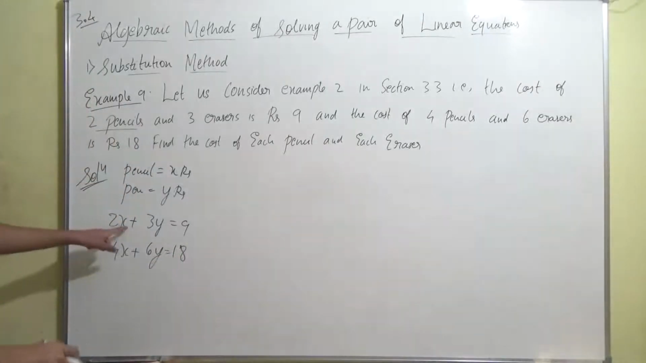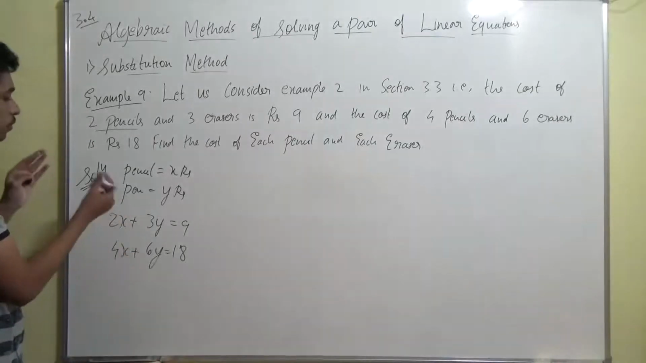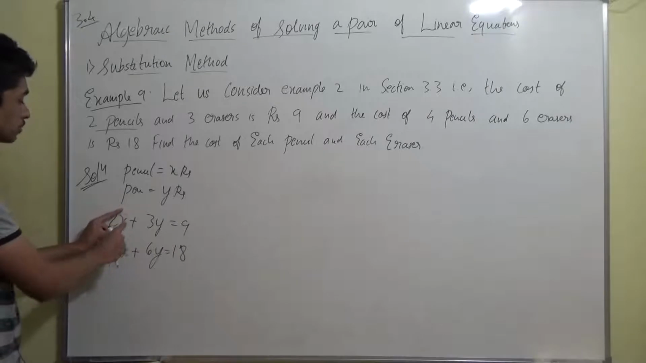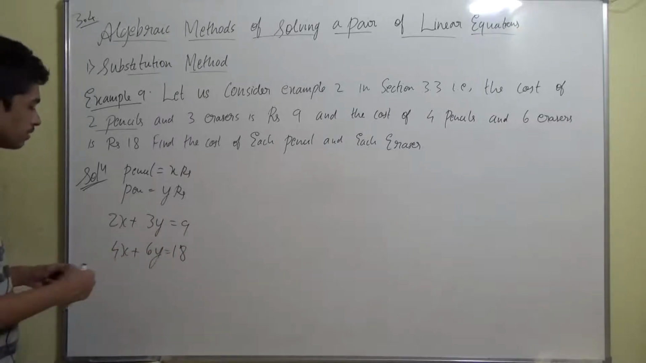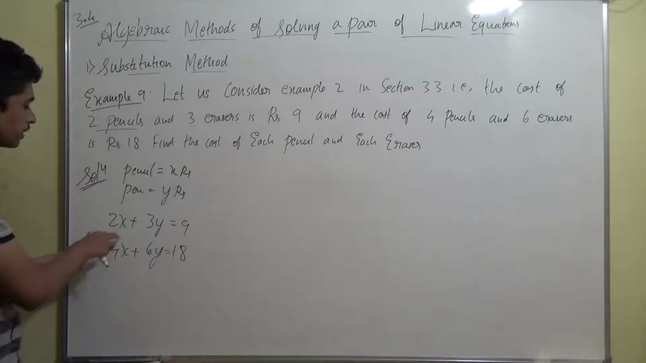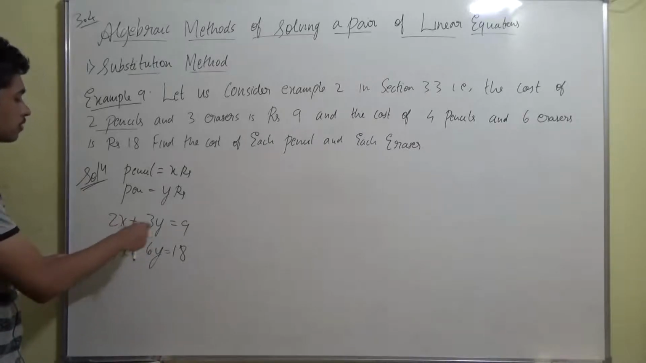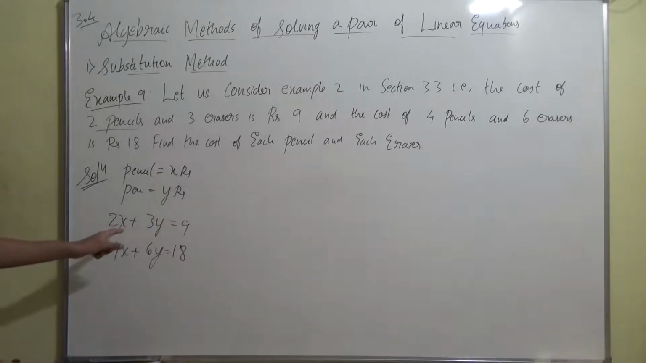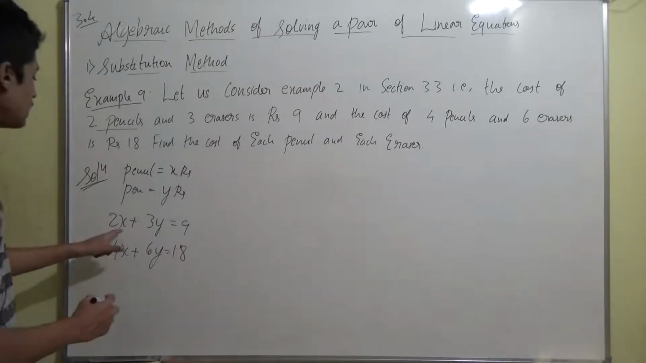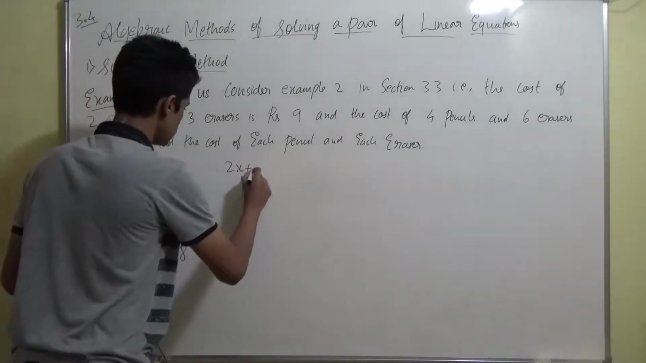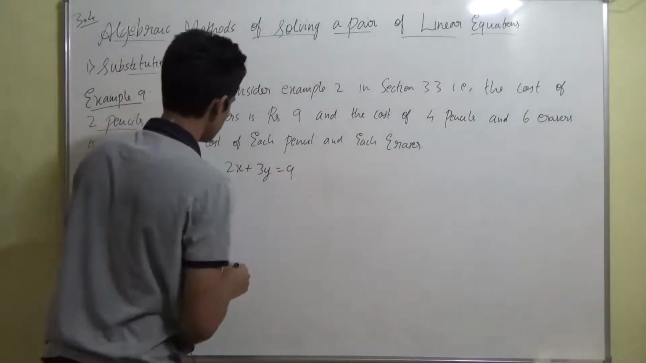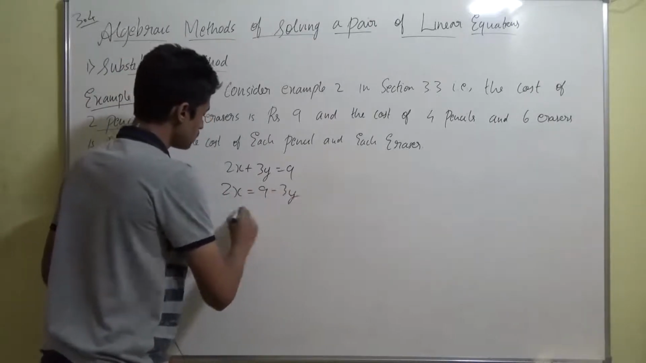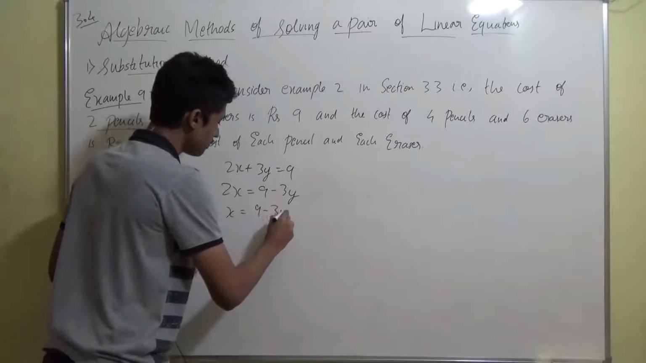Now what we are going to do is take one equation and write it in such a way that you express one variable in terms of the other variable and constant numbers. For example, let's take the first equation and find only the value of x. If it is 2x plus 3y equal to 9, let's write in terms of x. So it becomes 9 minus 3y, so x will be equal to (9 minus 3y) by 2.